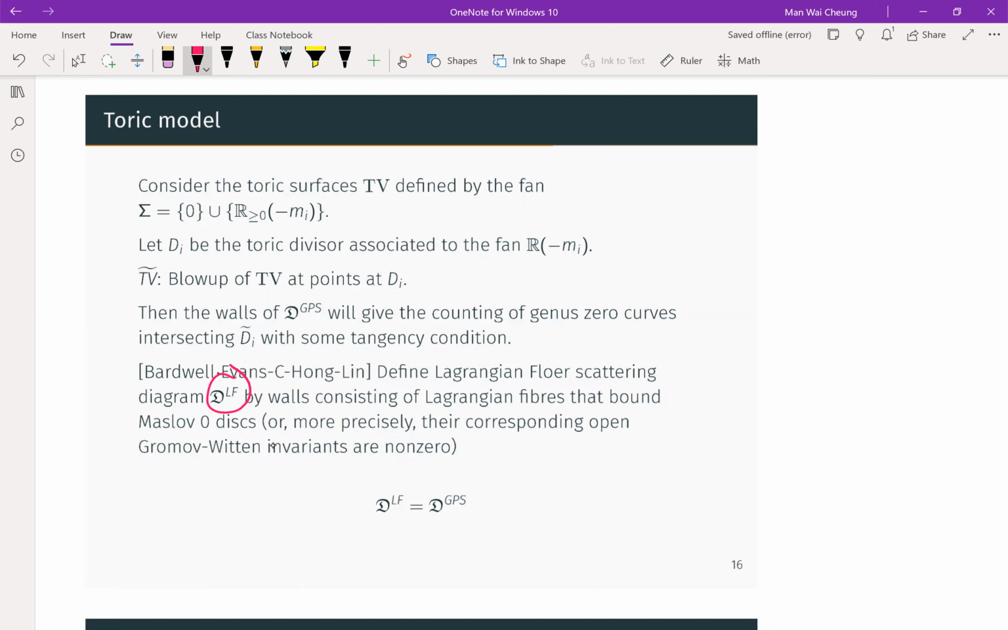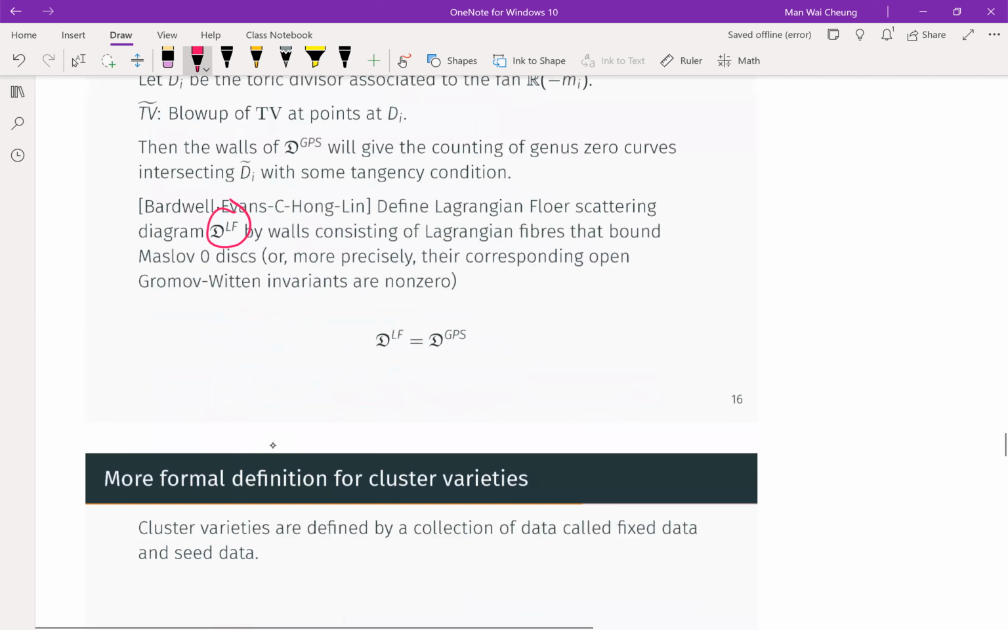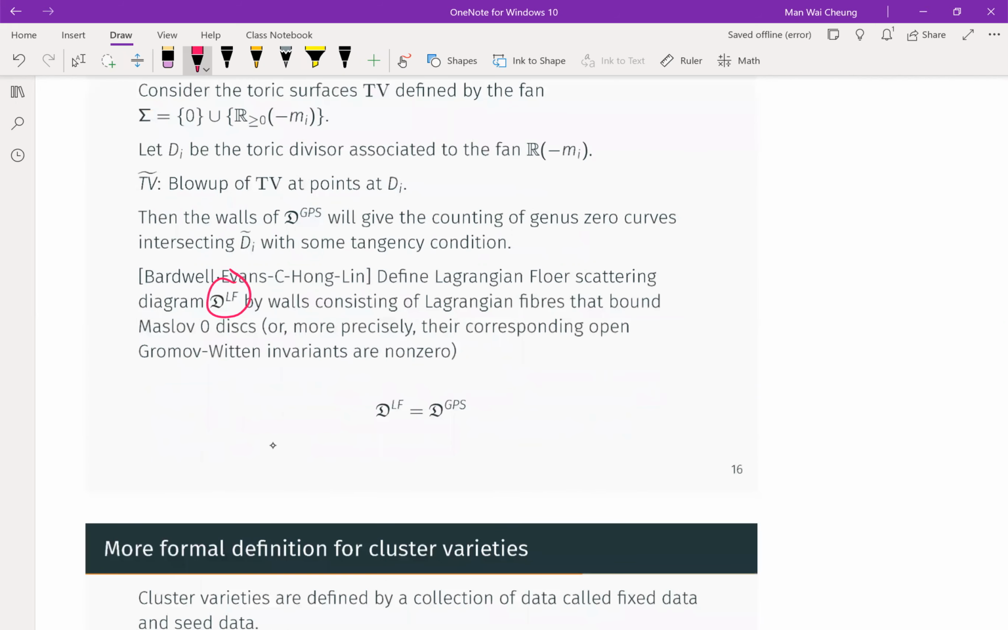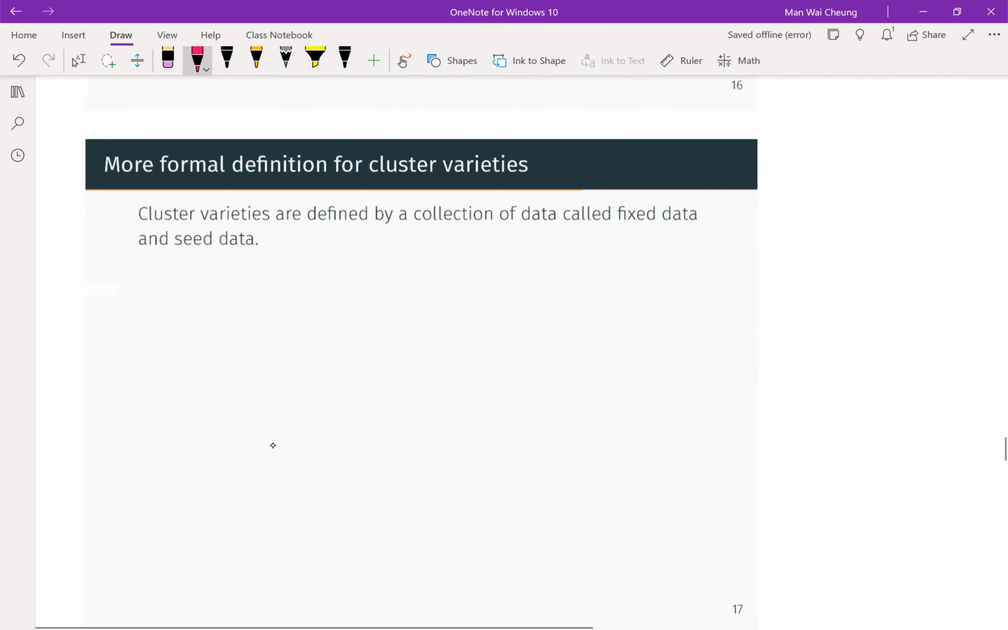know that tropical curves equal these holomorphic curve terms. And then you can see here we can identify this Floer theory scattering diagram with the GPS scattering diagram. So this is what we have to do with this. But then, as the concern of this topic is cluster varieties, let's go back to cluster varieties.